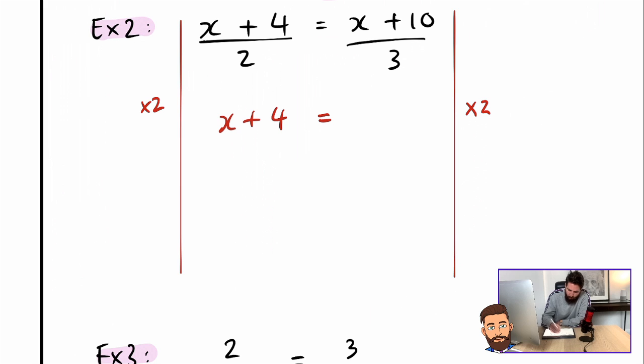Remember, whatever you do to one side, you've got to do to the other, so we have to times all of this by 2. So if I do that, I can simply times the top by 2, or I could put it in a bracket, but it's easier just to double the entire top of that fraction, so that would be 2x plus 20 over 3. Okay. Now we need to focus on eliminating this divide by 3, so we can times both sides by 3.